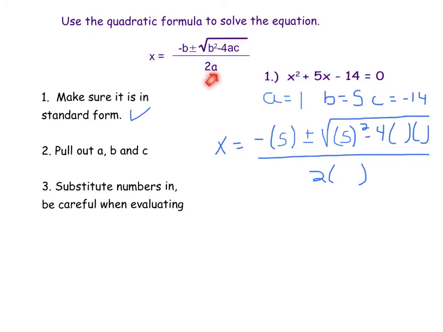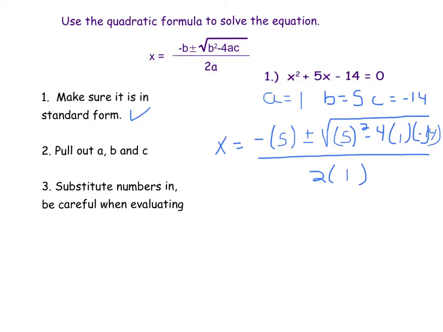A is down here and here. A and A is 1, so I'm going to fill that in with 1. And C is negative 14, and C is only in it once, right back here. I'm going to have to write that like that.